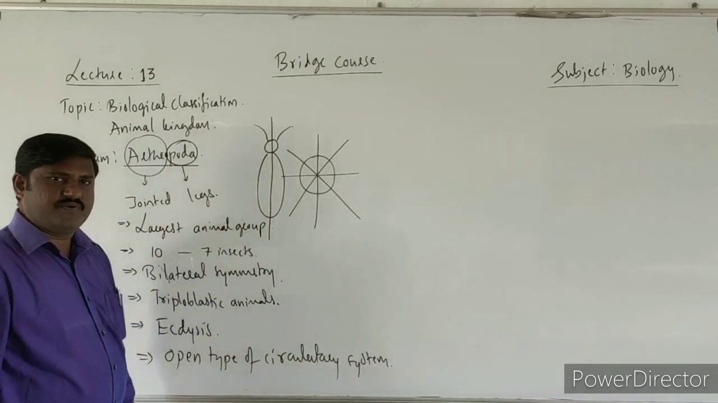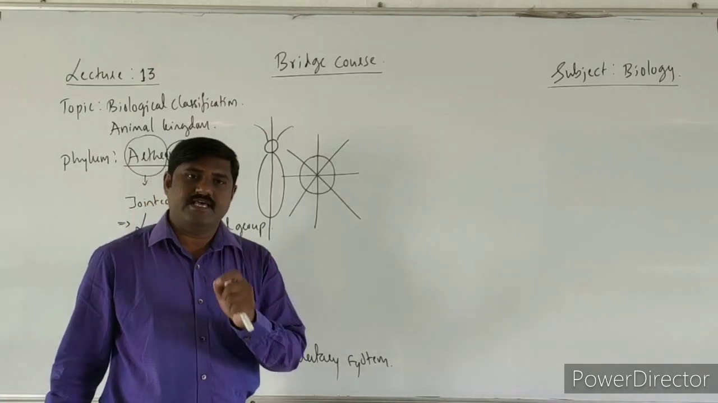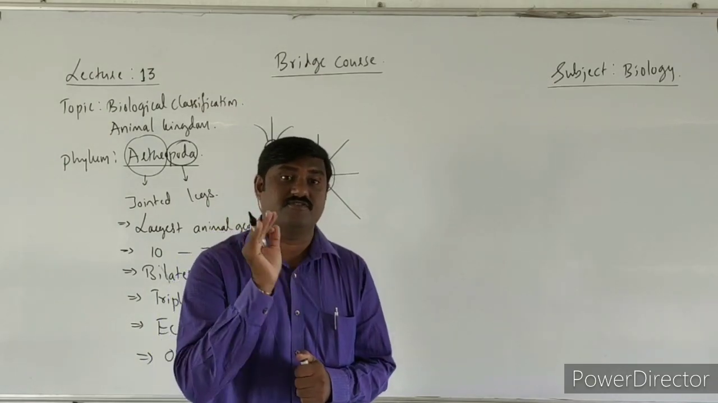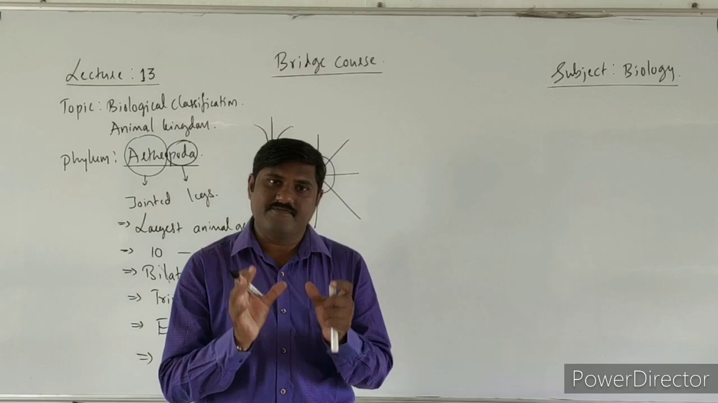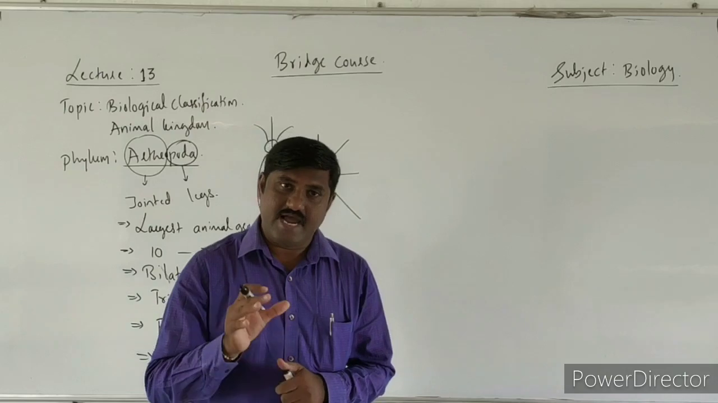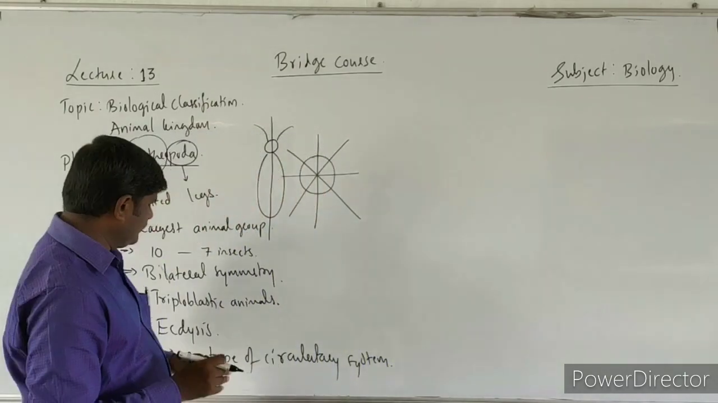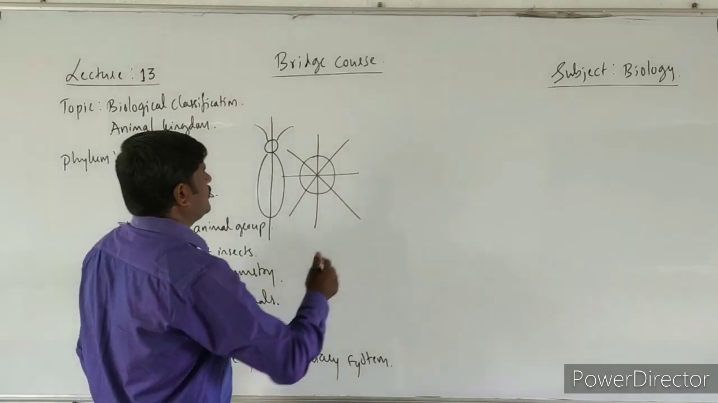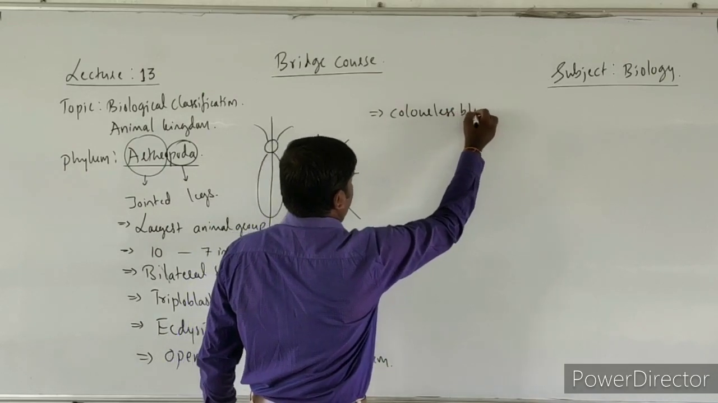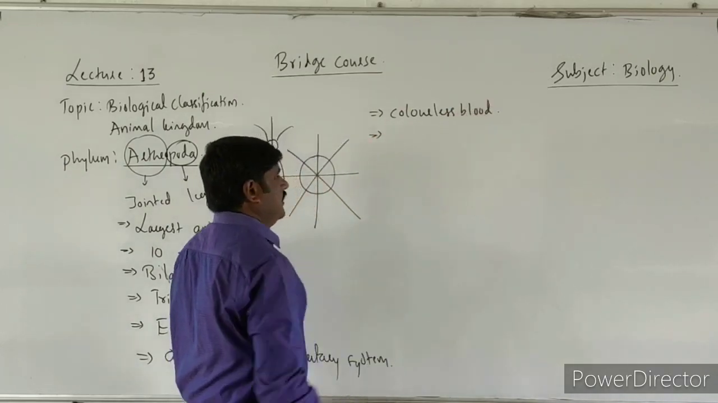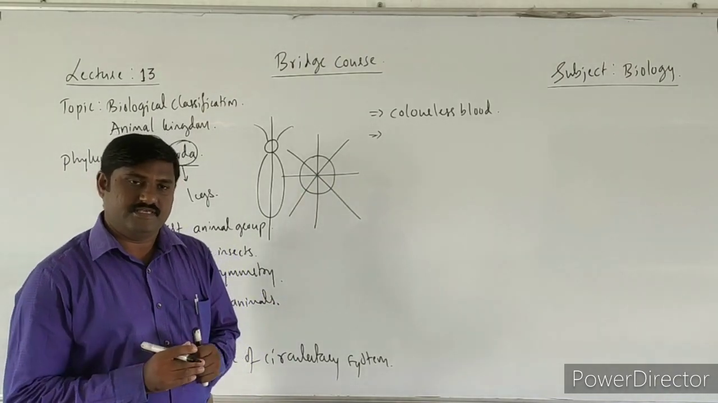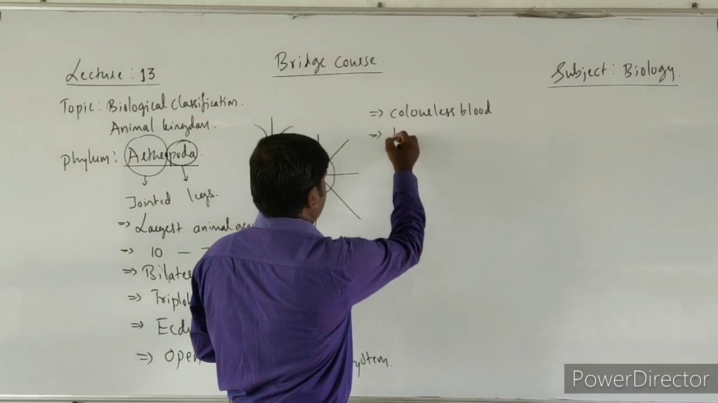What do you mean by an open type of circulatory system? Here, in this type of circulatory system, there are no blood vessels for the circulation of blood through the body. So blood always flows in the body cavity called the haemocoel. That kind of circulatory system is called an open type of circulatory system. Here blood is colorless blood, right?